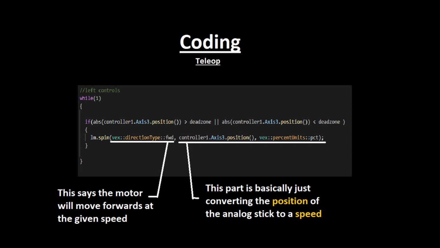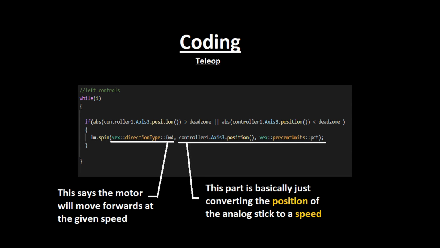Here it shows that the left motor will spin forwards at a speed of whatever position the analog stick is at, with the direction type bit just identifying which direction the motor will move, like mentioned before, and the percent units bit just saying that the PCT at the end means percent. That should make the left analog stick move the left motor whenever it does.